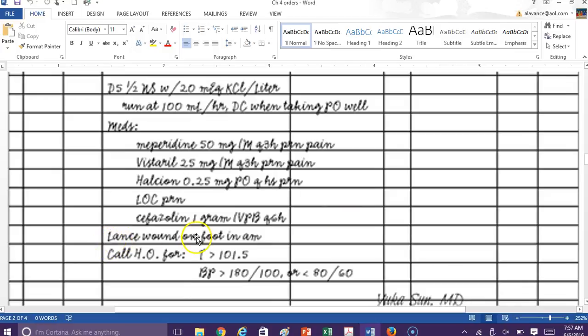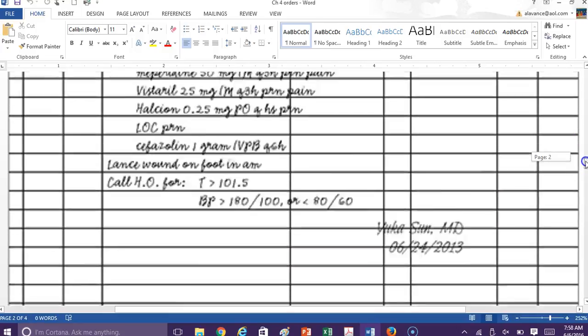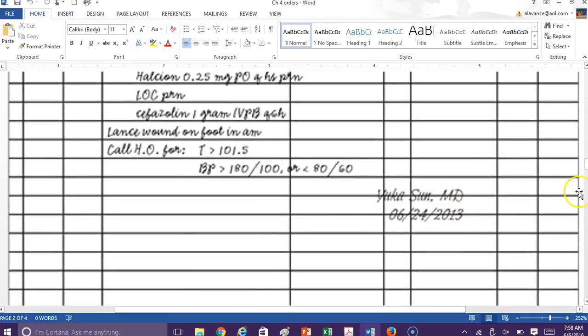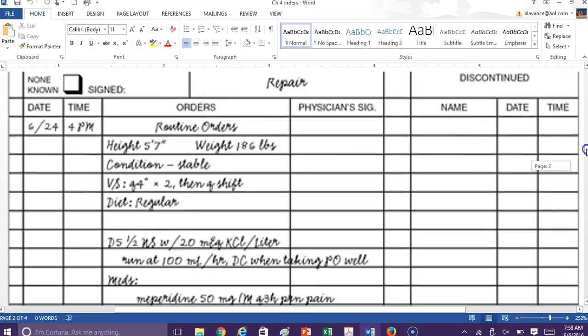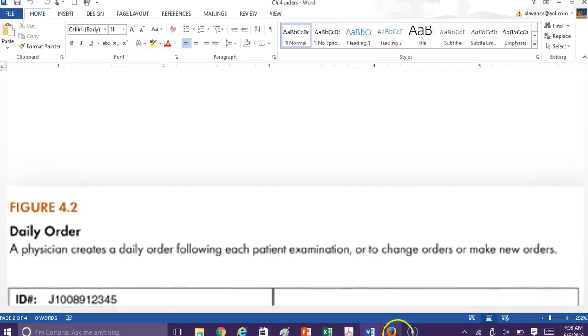The patient has a wound in their foot, so they're going to lance it or drain it in the morning. And then they're going to call if there is a temperature greater than 101.5, which is usually indicative of an infection, or if their blood pressure goes above 180 over 100 or below 80 over 60. And Dr. Sun signed it and dated it. So that would be a daily order.